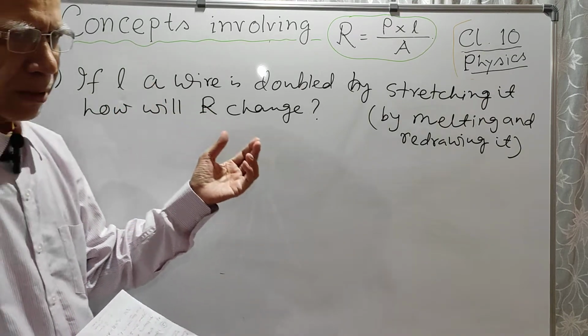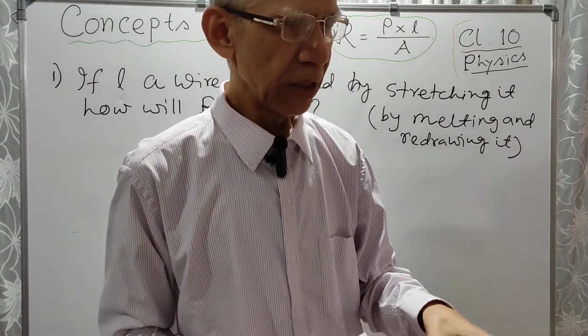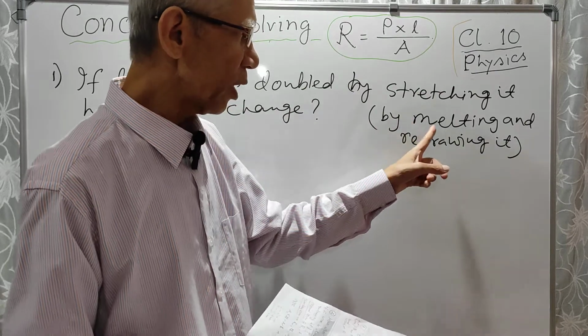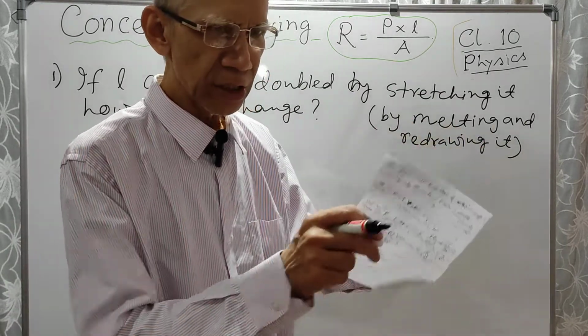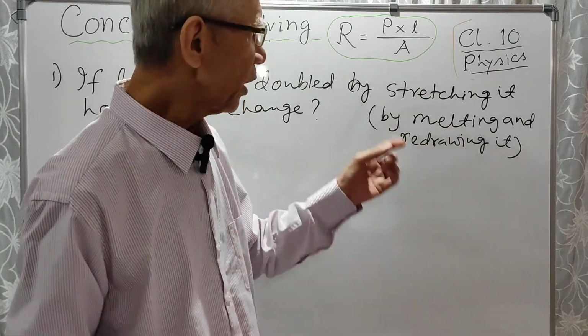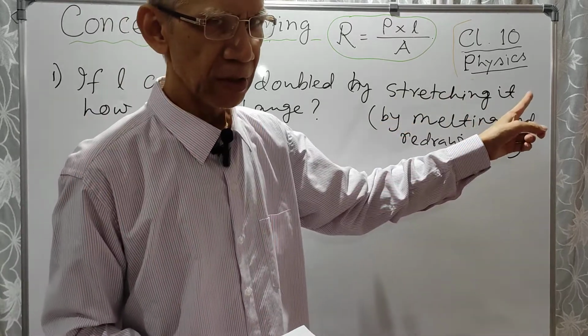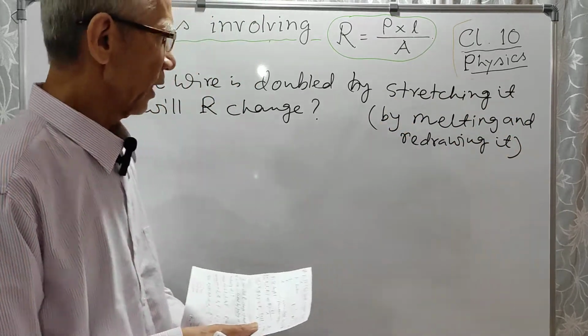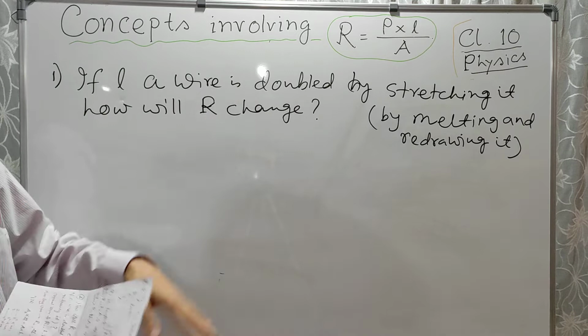So in this problem there is only a single wire. That single wire is melted and redrawn, reshaped, or it is pulled, stretched, so that the length becomes double. Then how will the resistance change?